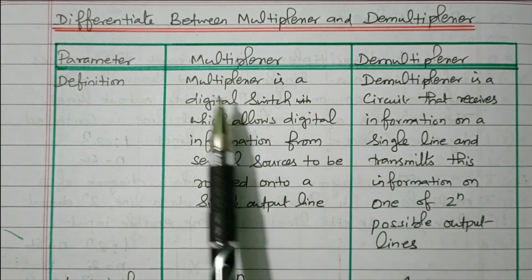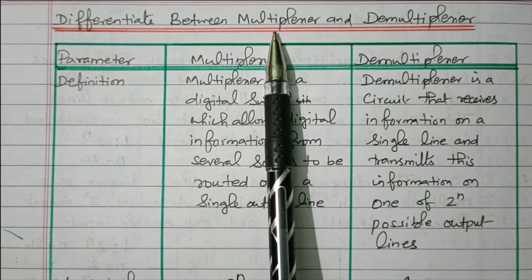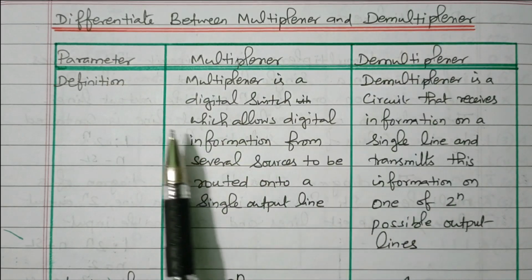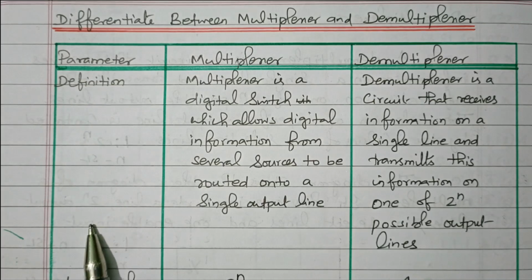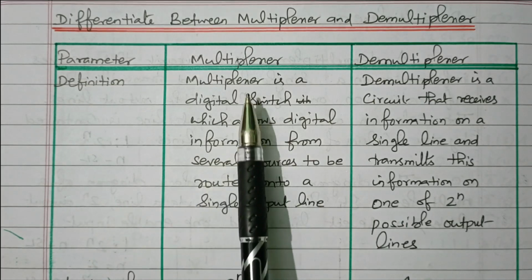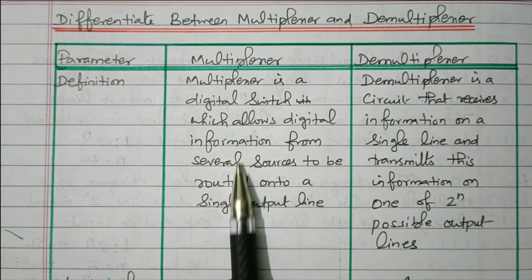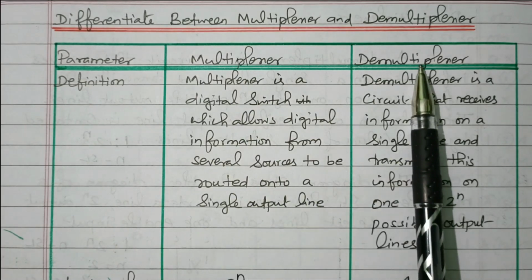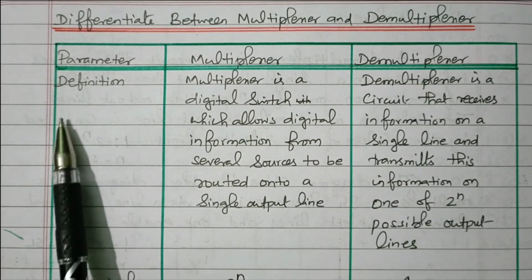Now we'll go to the topic, the difference between the multiplexer and demultiplexer. So here we'll have the first column, parameters available. In the second column we'll see what is available in multiplexer. Third column, demultiplexer. First, definition.